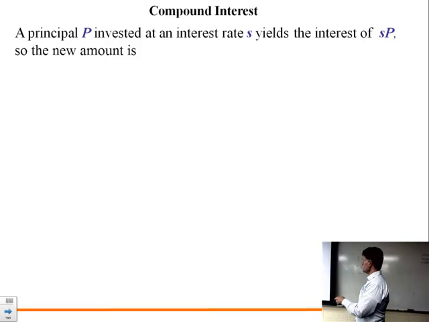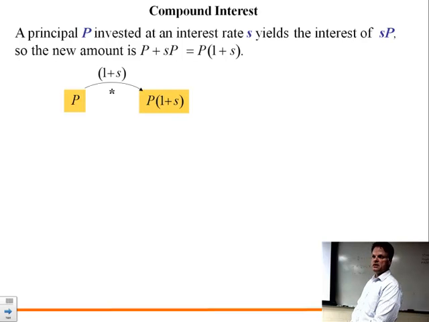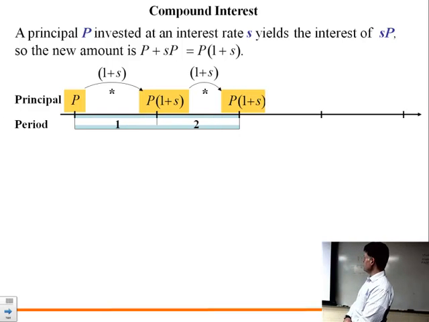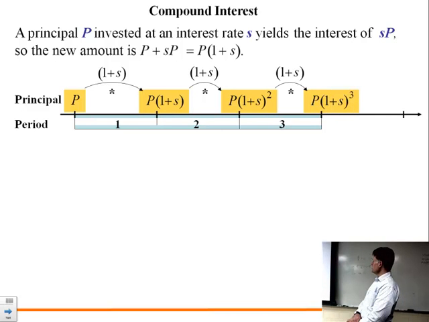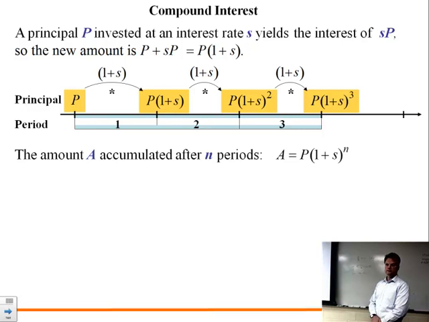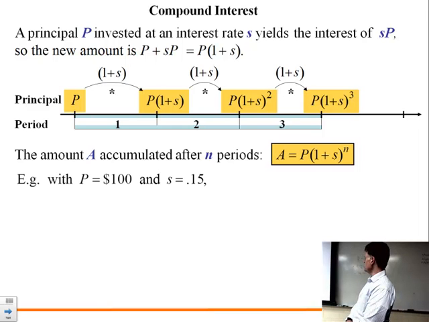You typically take that interest and just add it to the account. So the new amount is going to be P plus the interest. So it's P plus S times P, or P times the quantity 1 plus S. So if you compound the interest once, that's what you get. So that's your new amount. So compound it once, you're just multiplying by 1 plus S. If you then later on compound it again, you're taking the new amount and multiplying it by 1 plus S. So after, say, n compounding periods, the amount accumulated after n periods is going to be P times the quantity 1 plus S to the power n. Okay. So we think of S as being fixed, and n as being the variable. This is an exponential function of n.